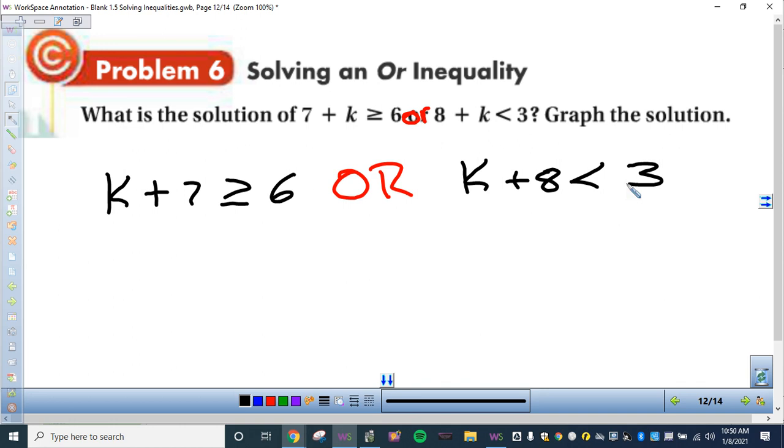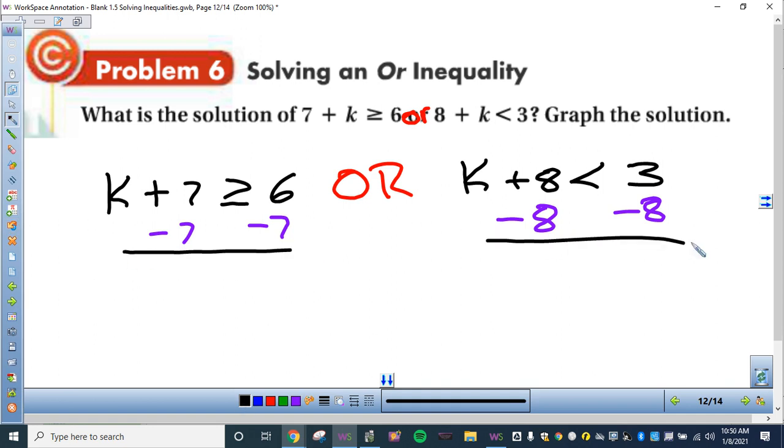And this is a one-step linear equation because the variable is to the first power. So all we have to do is that one step. On the first, subtract 7. On the second, subtract 8. First one, what I get is k is greater than or equal to 6 minus 7, which is negative 1.